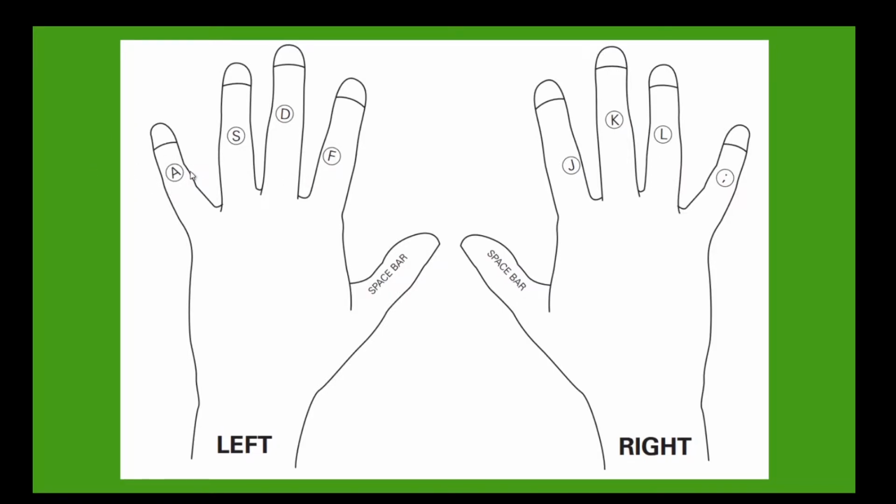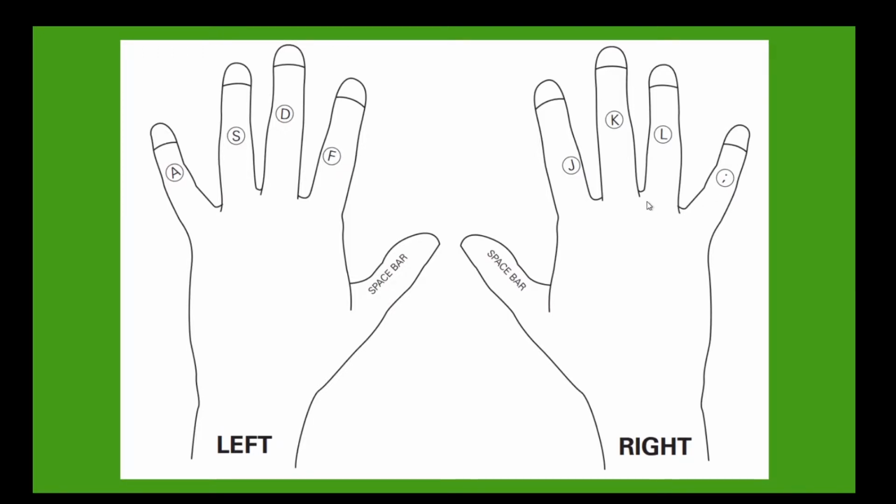So going from the left, the pinky types the A key, the left ring finger or 4th finger types the S key, the left middle finger types the D key, the left index finger types the F key, the right index finger types the J key, the right middle finger types the K key, the right ring finger or 4th finger types the L key, and the right pinky finger types the semicolon key.